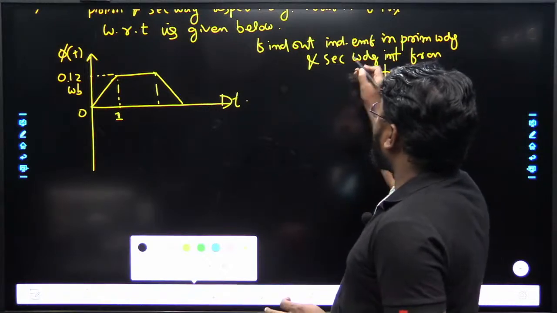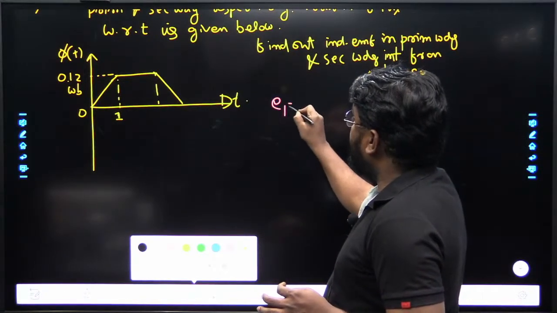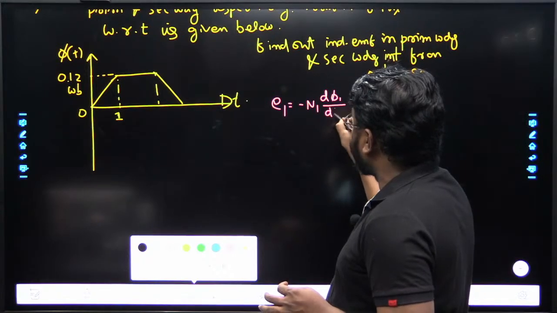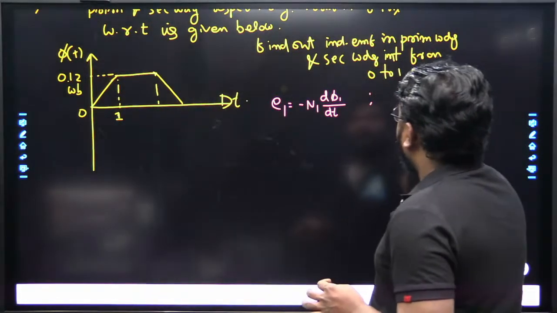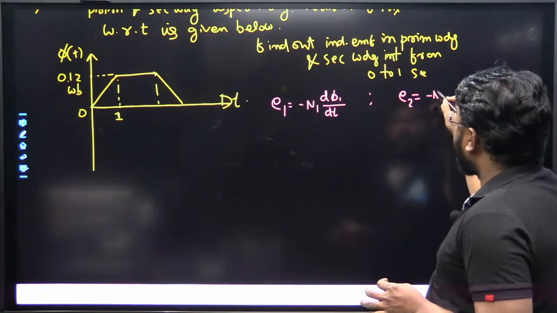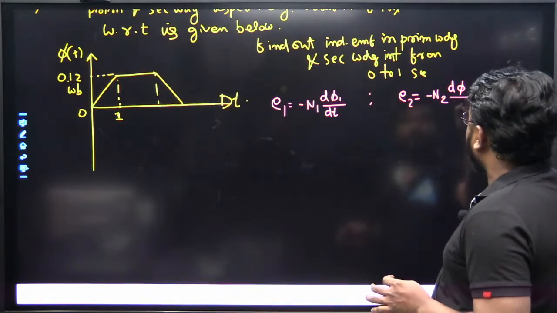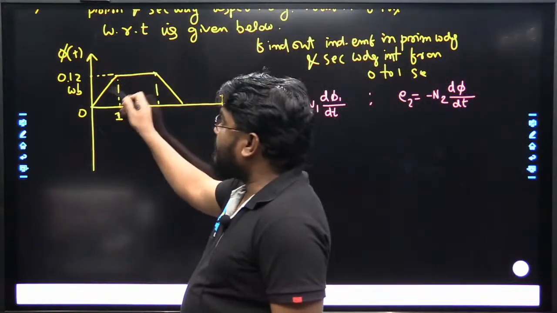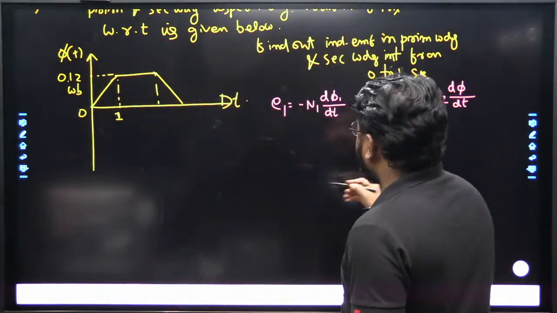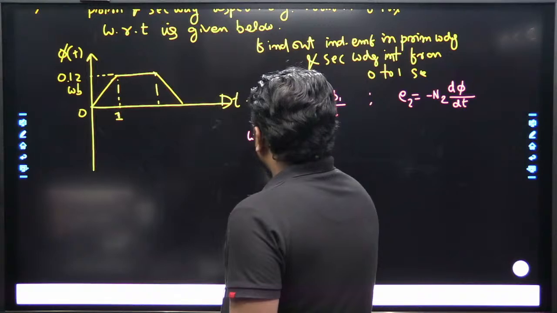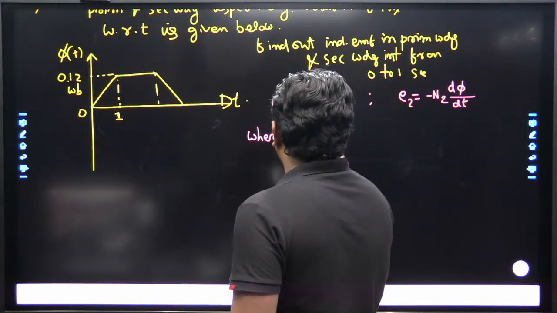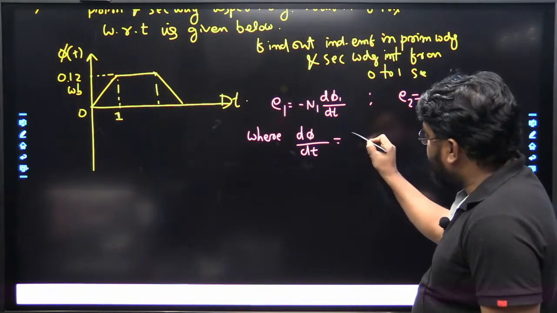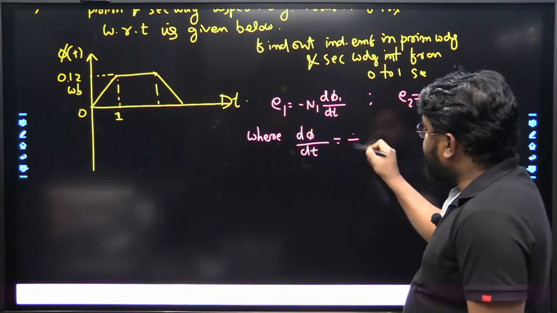So we know the formula here: E1 is equal to minus N1 dφ/dt, right? Similarly, E2 is equal to minus N2 dφ/dt. So we have to find out the slope of the line. This dφ/dt is the slope of the line. So which slope is here?